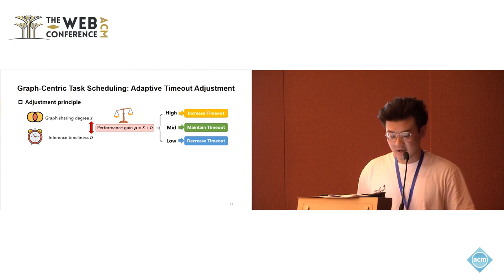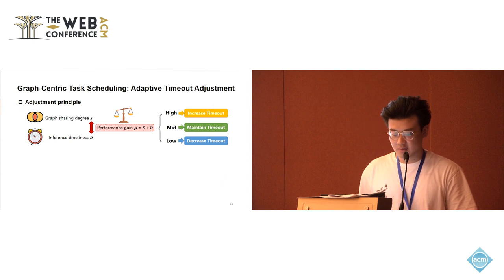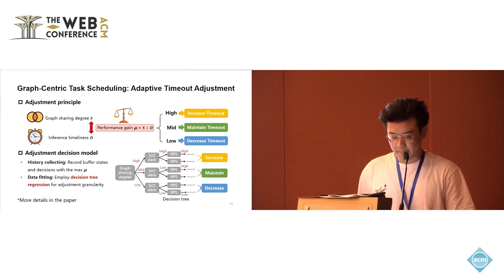When mu remains high, we greatly increase the timeout to harvest the higher graph sharing benefits. When mu remains low, we conservatively decrease the timeout to ensure timely inference. Specifically, we record the service history and employ decision tree regression for learning the adjustment granularity.